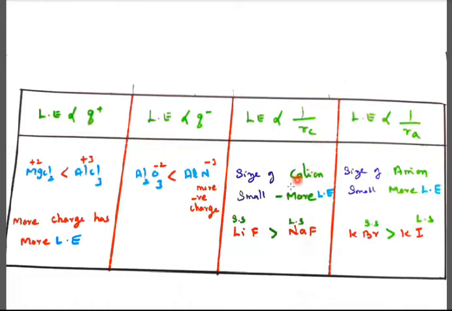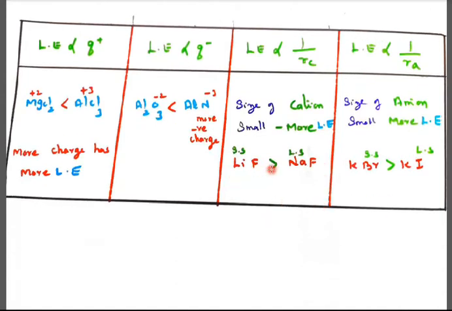Now let us see that lattice energy is inversely proportional to the radius of the cation. A small cation will have a large lattice energy. Take lithium fluoride and sodium fluoride. Fluoride is the anion, and it is common. The difference is the cation. Lithium is very small in size compared to sodium, which is larger. As already told, lattice energy is inversely proportional to the radius of the cation, so the smaller lithium has more lattice energy than the larger cation.